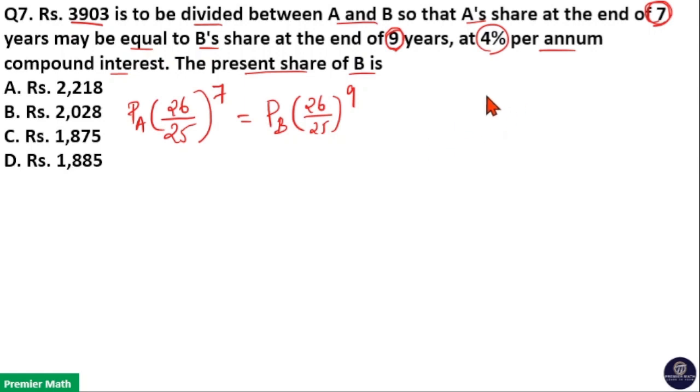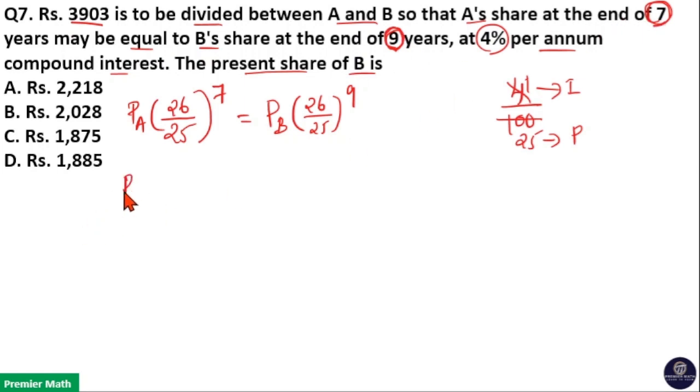Here, without writing this formula, you can see that 4% is the rate of interest. 4% means 4 by 100. So, 4 goes 25 times in 100. 1 unit will become interest and 25 units become principal. So, the amount will become 25 plus 1, 26. That's why 26 by 25. And here, the rate is common. So, take the difference between the number of years, 9 minus 7.